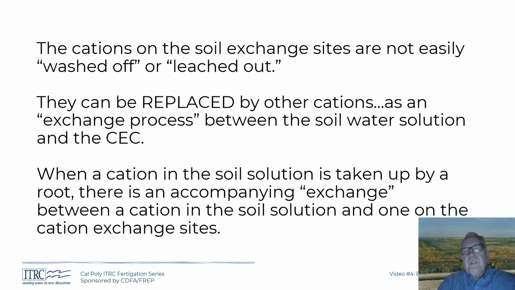For example, if you fertigate with a lot of ammonium, that means the soil water solution will have a lot of ammonium in it, and it will knock off something else like a calcium or a sodium or a hydrogen that's on the exchange site and replace it. And that's the idea of exchanging. Basically there are slots, or charges, on exchange sites, and whatever dominates in the soil water solution will tend to dominate on the cation exchange capacity also.